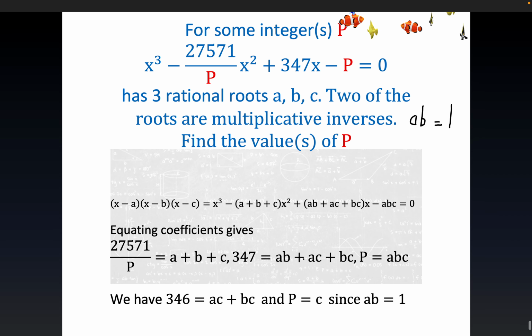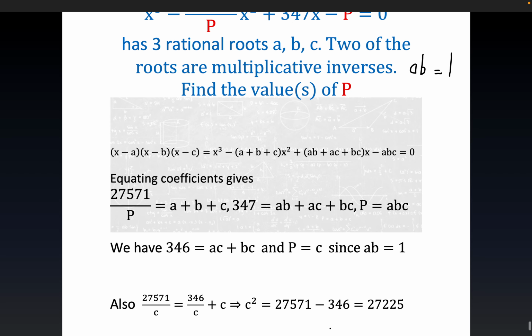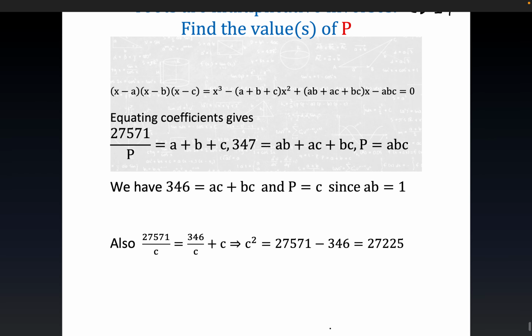Now, since AB is equal to 1, if 1 is right here, you're going to subtract 1 from 347 to get 346, so we get this simplification. And also we quickly get that P is equal to C, which is super useful. Okay, P is equal to C since AB is equal to 1 and P is equal to ABC, right? So this is very, very useful, and that's tantamount to saying we'll be done if we can find C. All right, so all our efforts here are towards getting C isolated.